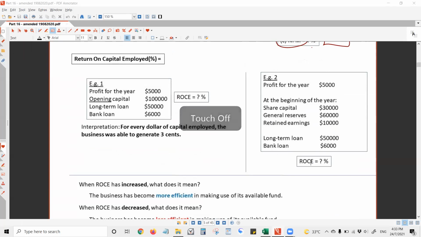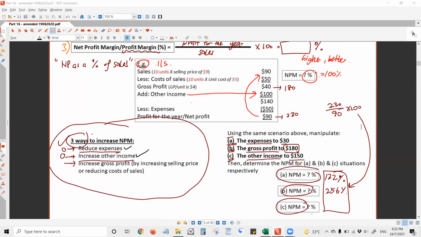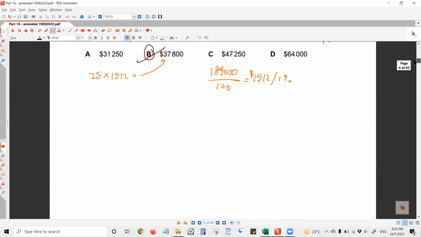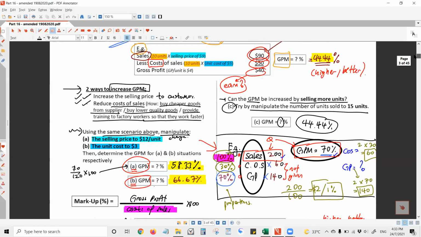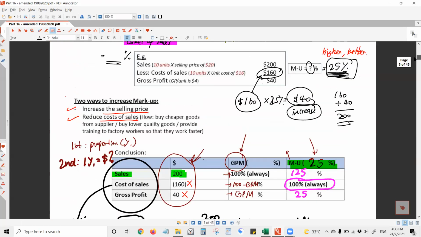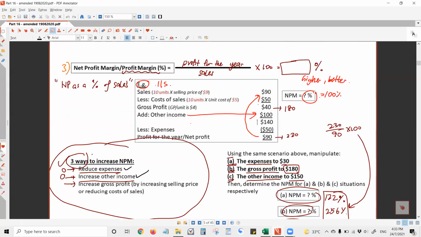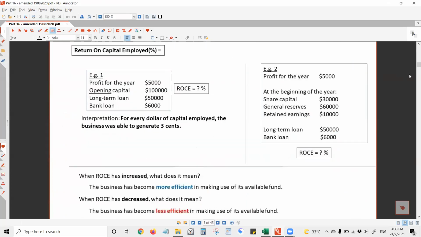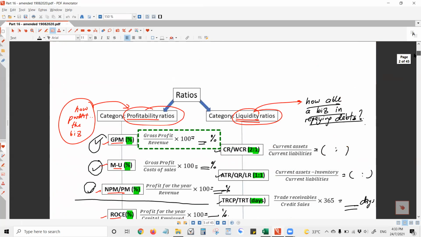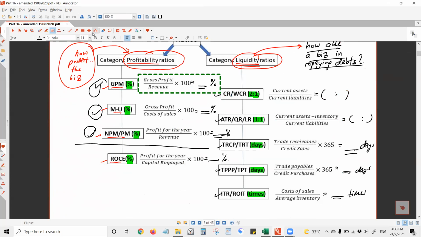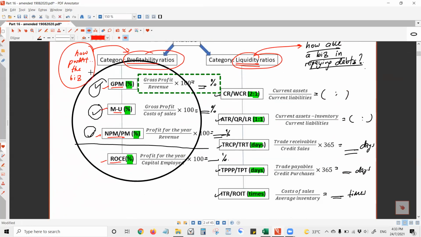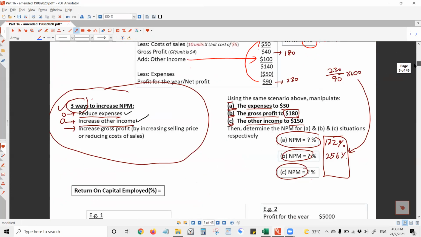Okay, good. So in the previous lesson, we have learned until here the net profit margin. We have learned the first few formulas, the gross profit margin, the markup, and then the net profit margin. So today we look at the last profitability ratio, because according to the first page, there are 4 profitability ratios. Then we are going to look at the last one and then continue with the rest of the formulas.